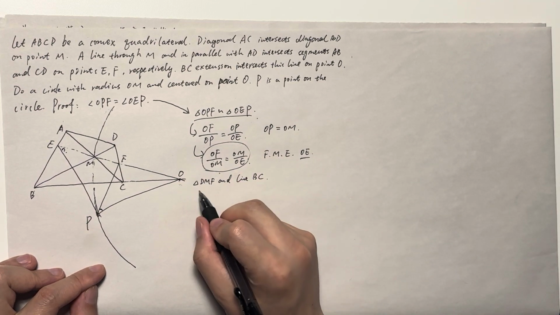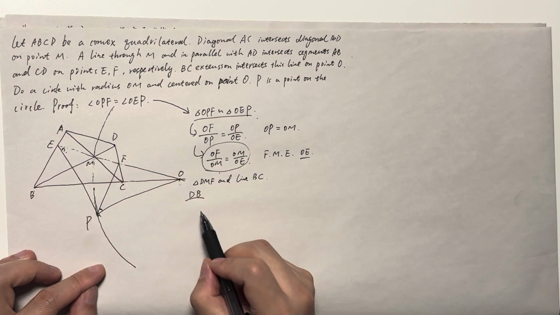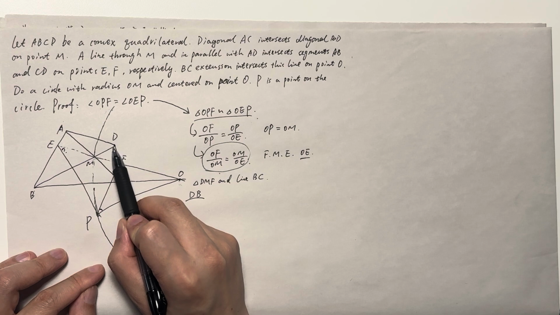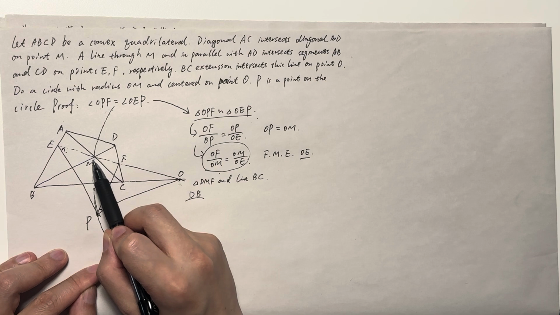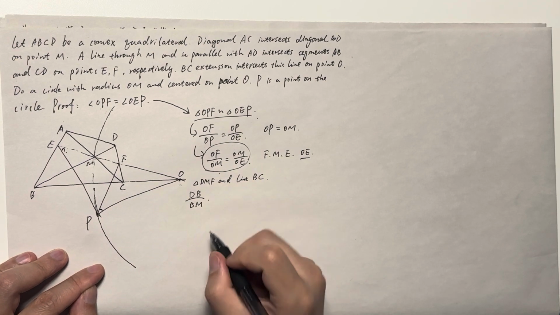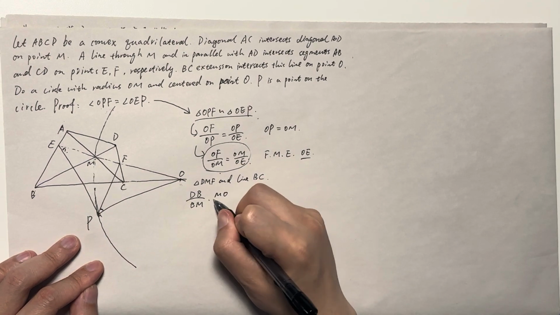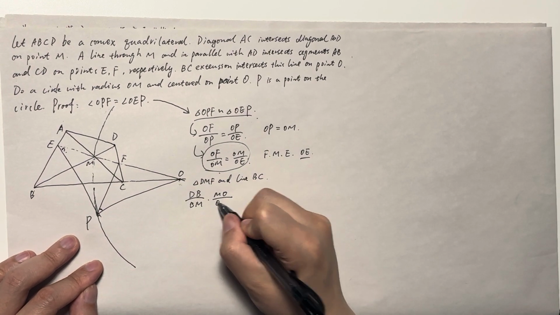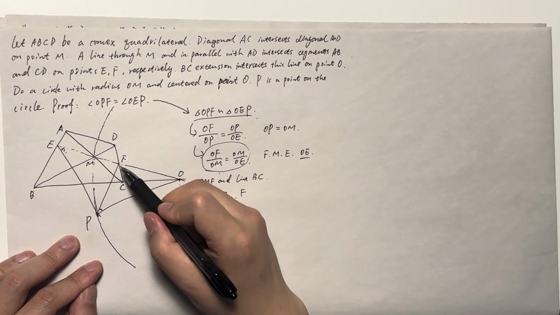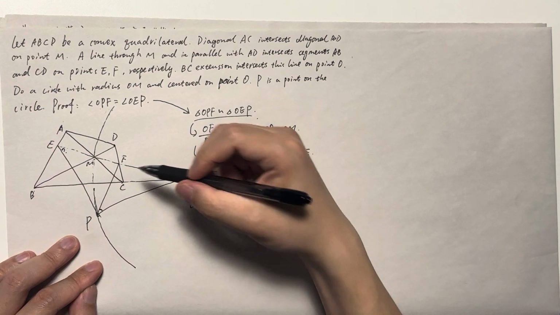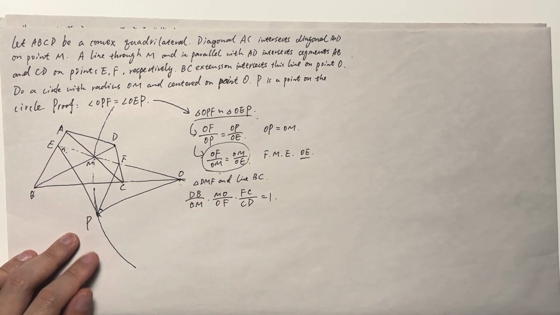We're using the Menelaus theorem on this. So we get DB divided by BM, starting from the vertex to the intersection point and then from the intersection point to the next vertex, times MO divided by OF, times FC divided by CD, equals 1.